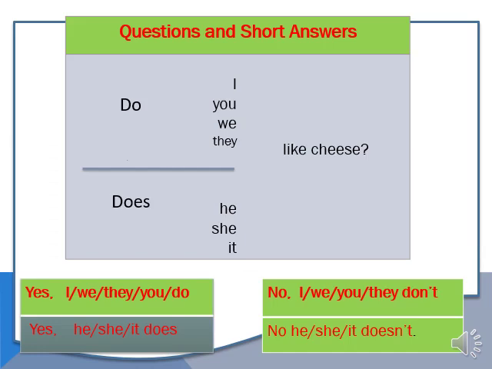In questions and short answers: Do I like cheese? Do you like cheese? Do we like cheese? Do they like cheese? Does he like cheese? Does she like cheese? Does it like cheese? So as I said before, does and the s don't come together.